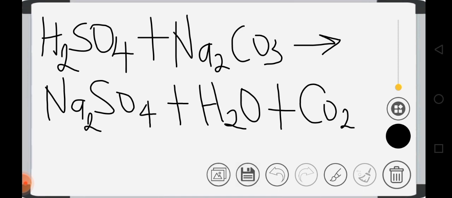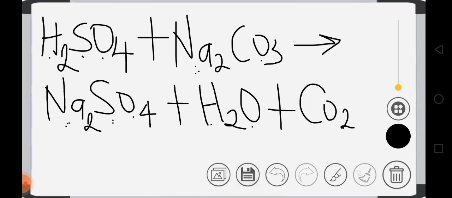So let's check to see if our equation is balanced. We have 2 hydrogen on this side, 2 hydrogen here. 1 sulfur, 4 plus 3, that is 7 oxygen. 4 plus 1 plus 2, that is 7 oxygen. Sodium is 2 here, sodium is also 2 in this place. So basically now, the equation is balanced. This equation is very balanced.